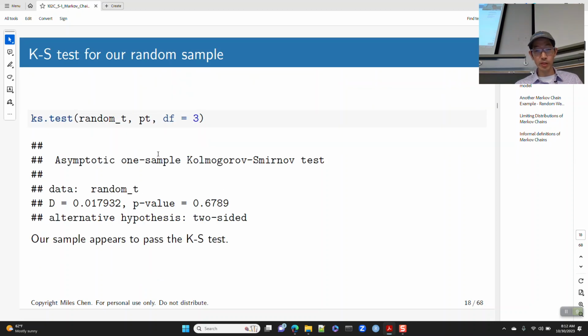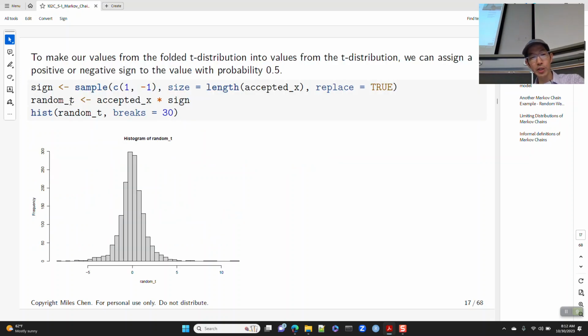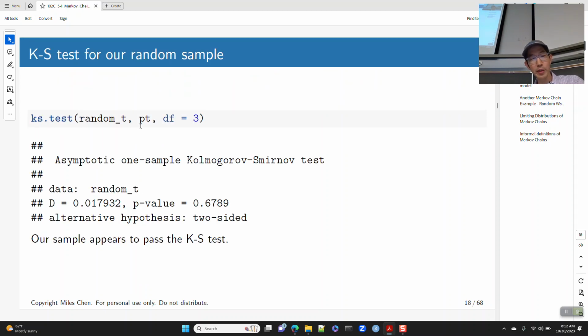And we can do a KS test to see if it does follow the t distribution. I take the random values that we generated and compare them to the CDF of the t distribution with 3 degrees of freedom, and we get a p-value of 0.68. So right now, with 1,600 values generated, we don't have evidence to reject the null hypothesis. So I don't have any reason right now to believe that our data is coming from something other than the t distribution with 3 degrees of freedom.